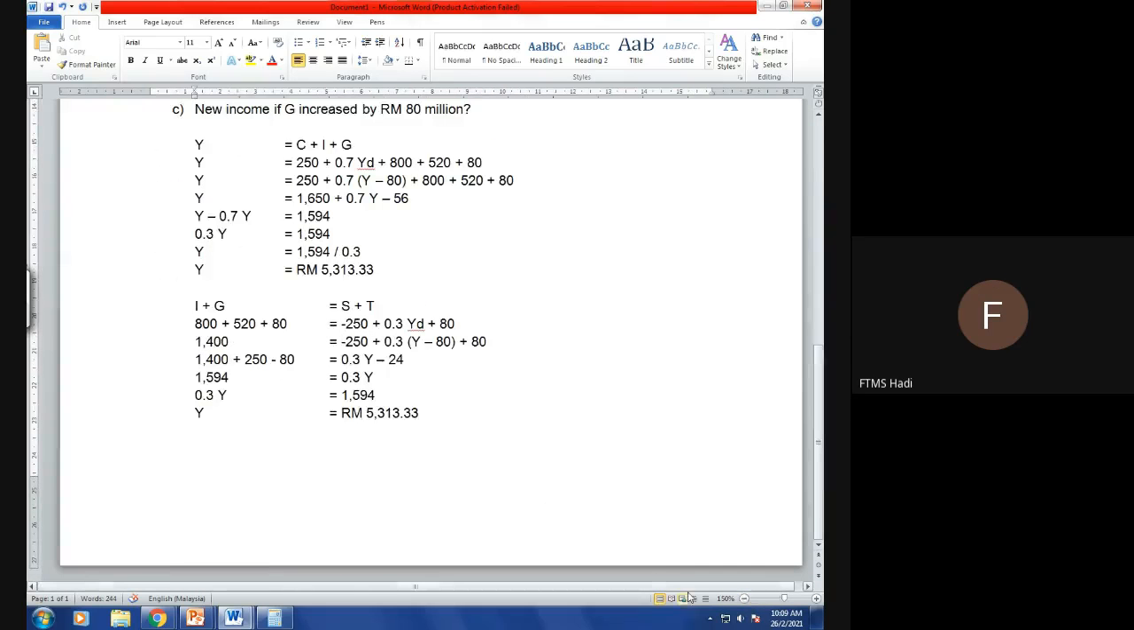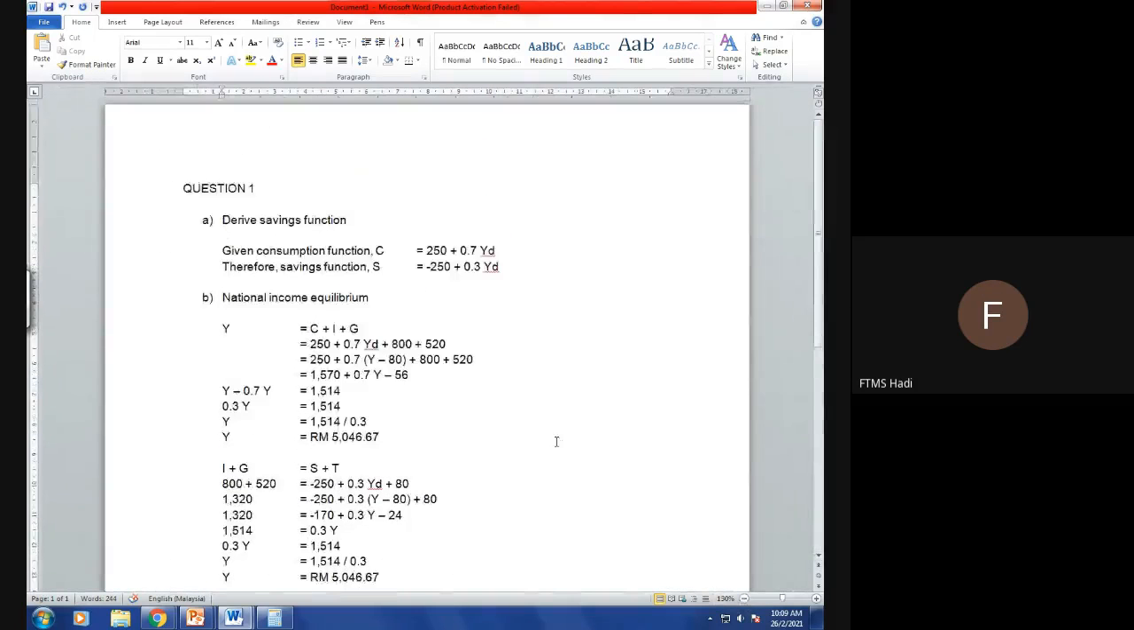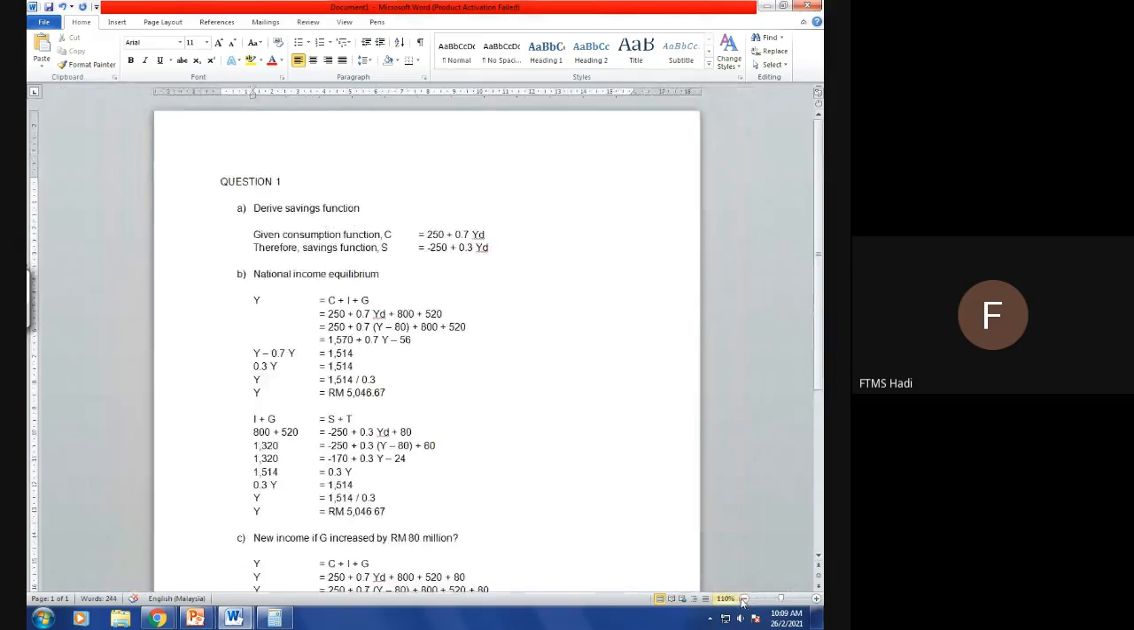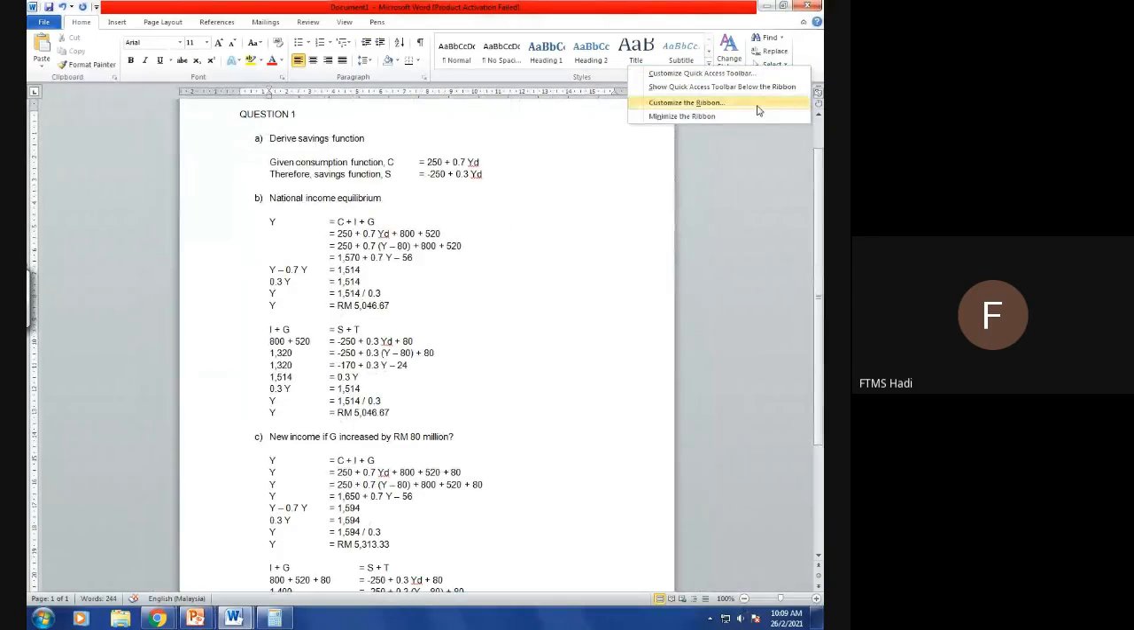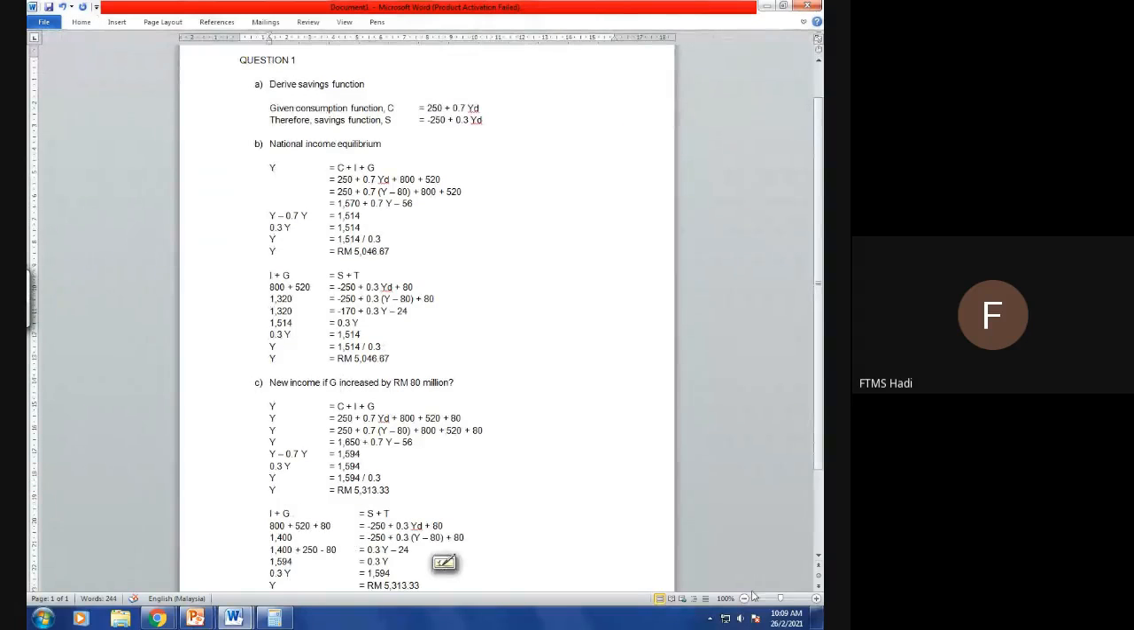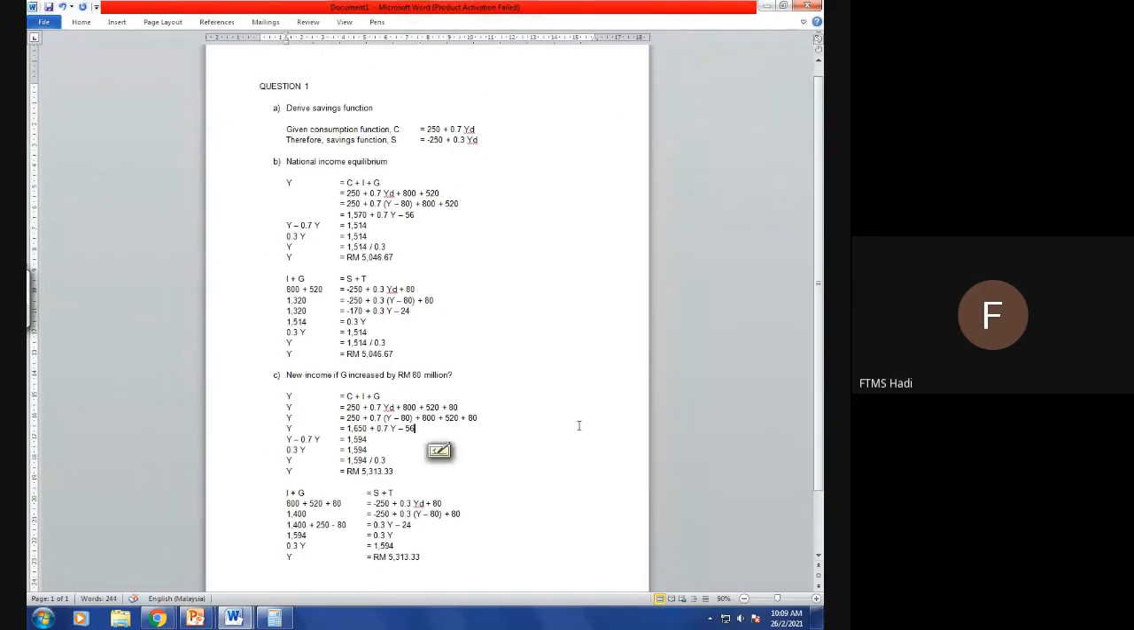Yeah. Okay. Now I want you to snap this picture or screenshot. Minimize the ribbon. Okay. Please snapshot this picture so you can study later. Okay, I give you 1 minute to snapshot the picture. Done, sir. Done, sir.